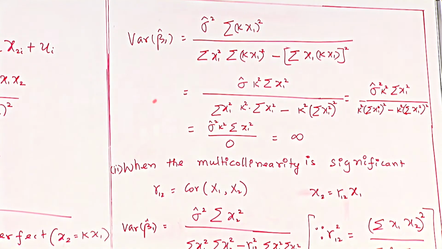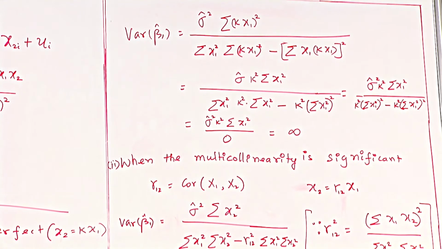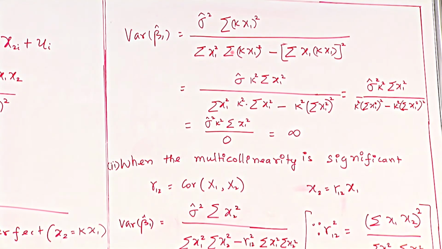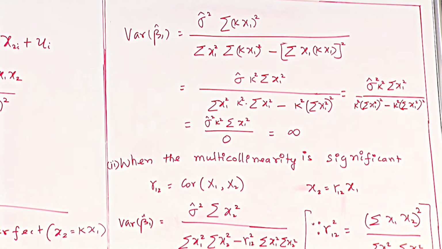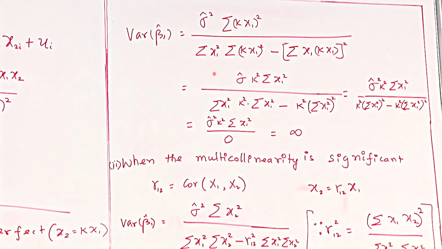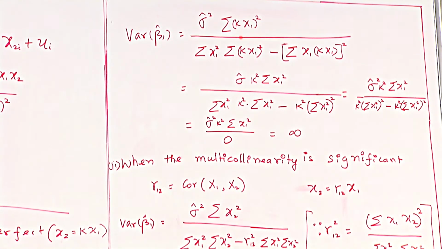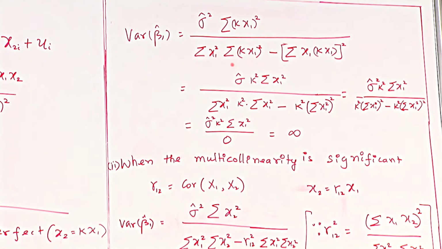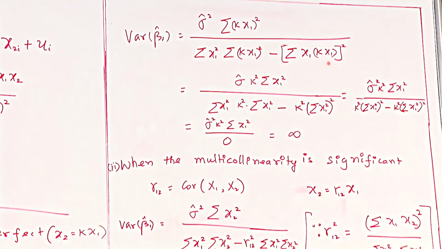Now, let us see what happens to the variance of beta 1 hat. That is equal to, we are just substituting x2 as k x1. Substituting this value in the previous estimator for beta 1 hat, we get sigma hat square times sigma (k x1) the whole square divided by sigma x1 square times sigma (k times x1) square minus sigma (x1 k x1) the whole square.